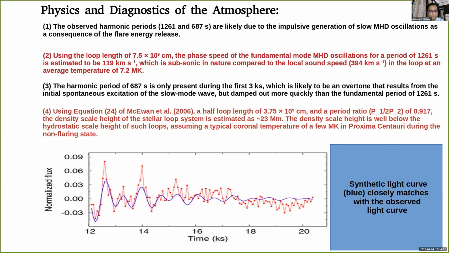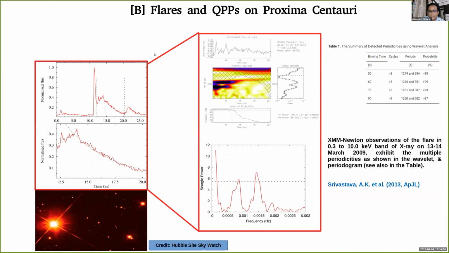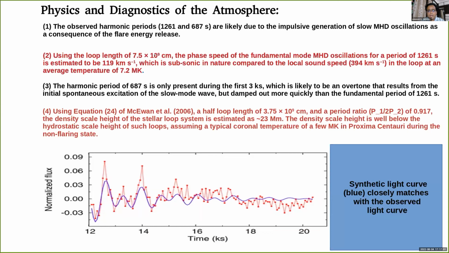Then we measured the loop length, and using that loop length, we calculated the phase speed of the fundamental MSD oscillations for a period of 1261 seconds, which is estimated as a subsonic speed at a given loop temperature of 7.2 MK. So basically, this is the signature of fundamental slow magnetoacoustic oscillations.